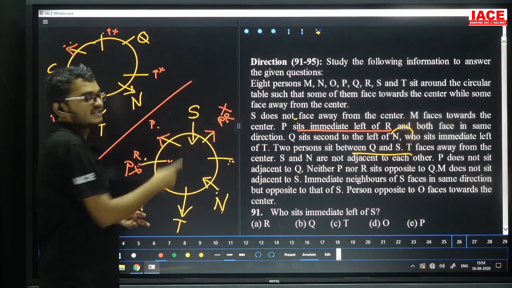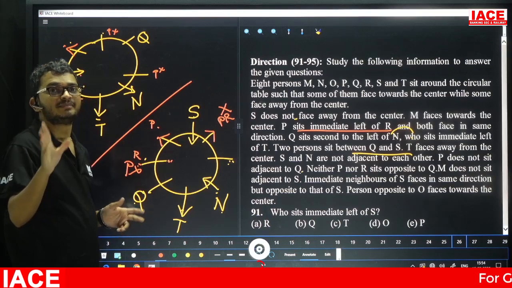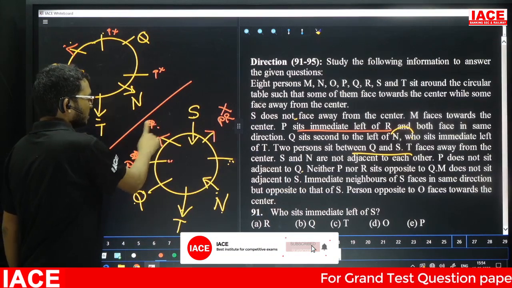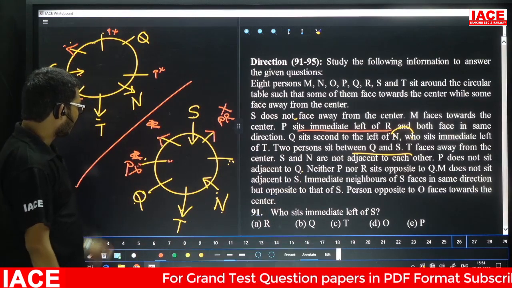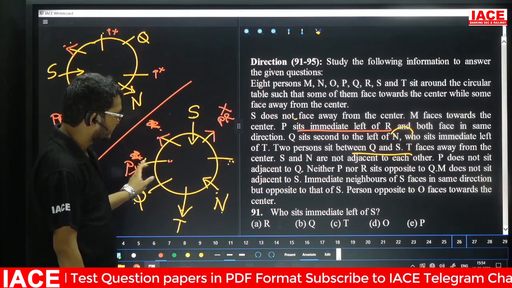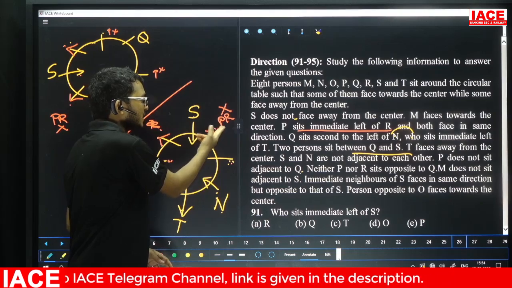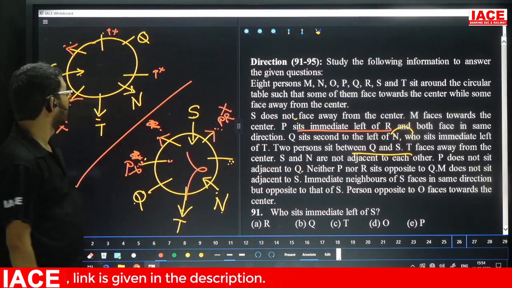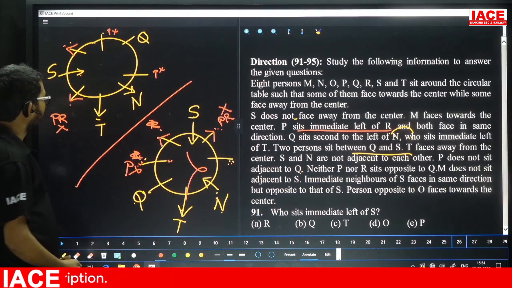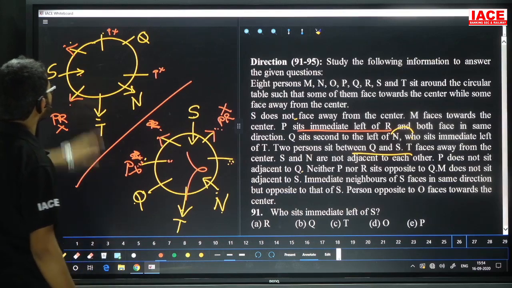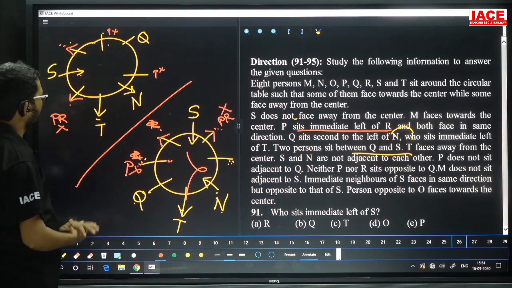But our requirement is both P and R facing the same direction. Then this possibility, no chance. Now P and R here, neighbors here, no chance. This is the only possibility to get P and R as neighbors. But here P no chance, R no chance. That means this possibility is simply wrong. Now P and R are immediates. This is the only possibility.